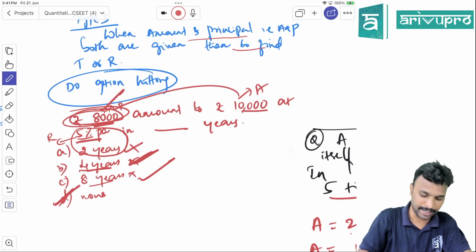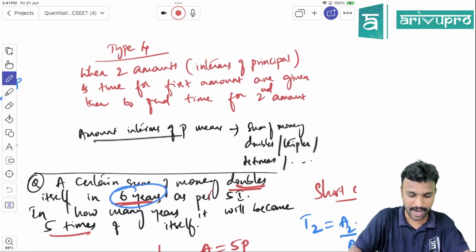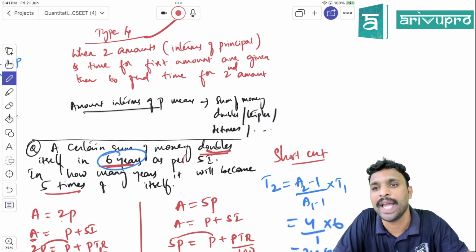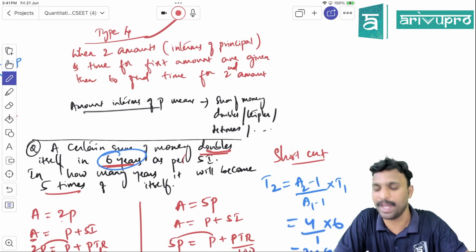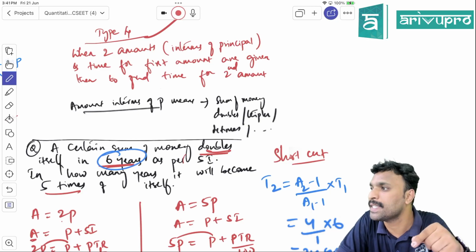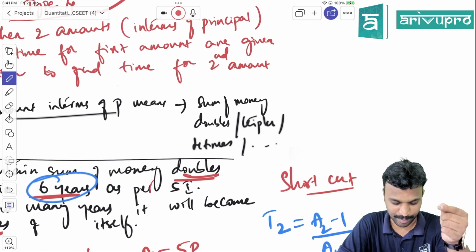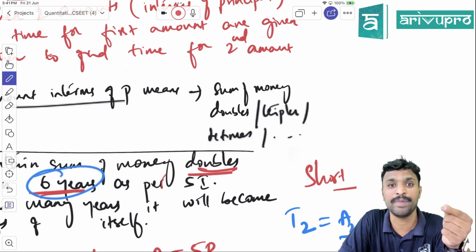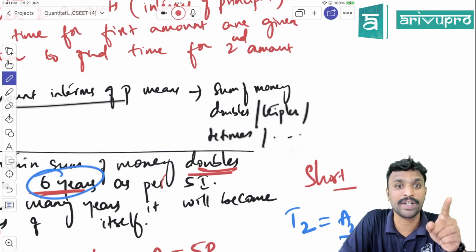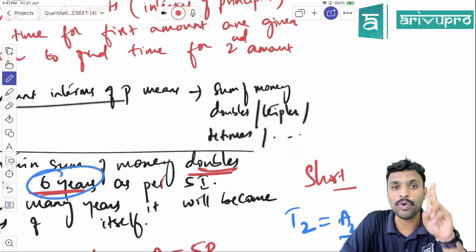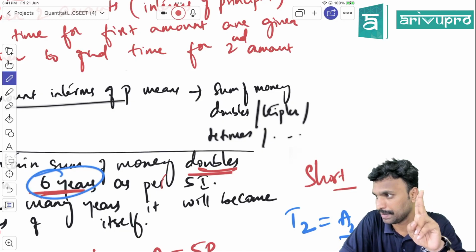And the last type that we had discussed was type 4. What is type 4? They'll give you two amounts in terms of principal. What is amount in terms of principal? It means they'll specify that a certain sum of money doubles, triples, becomes 4 times, or becomes 5 times. That is what amount in terms of principal is. How many such amounts should be there? 2 amounts should be there in the question.